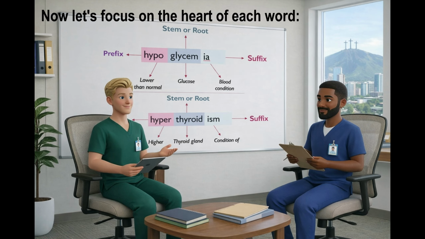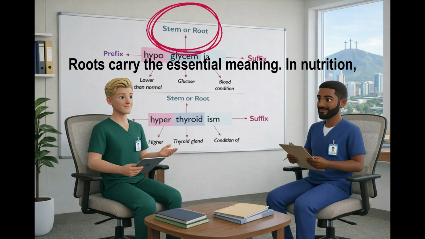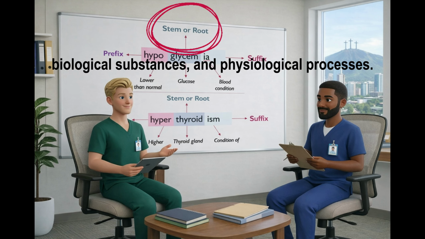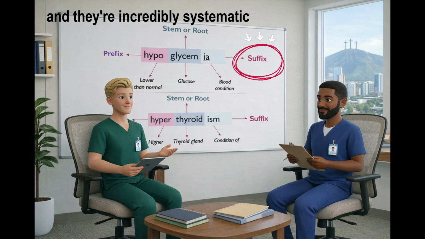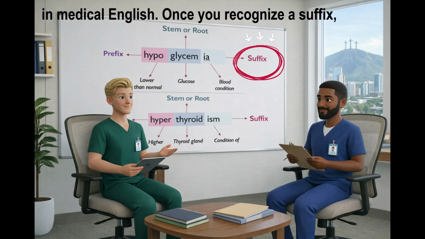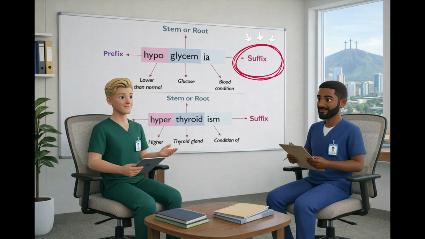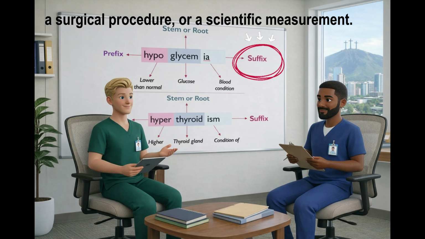Now let's focus on the heart of each word, the root or combining form. Roots carry the essential meaning. In nutrition, many important roots relate to body organs, biological substances, and physiological processes. Then we have suffixes. Suffixes are the endings of words, and they're incredibly systematic in medical English. Once you recognize a suffix, you often know what type of word you're reading, whether it describes a condition, a process, an inflammation, a surgical procedure, or a scientific measurement.